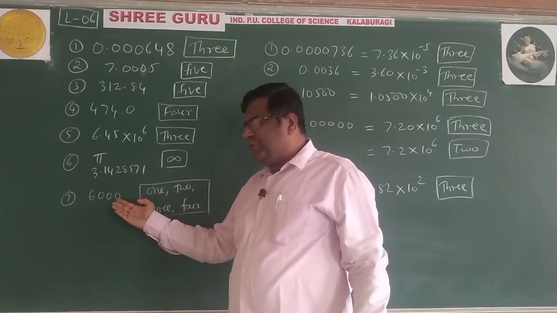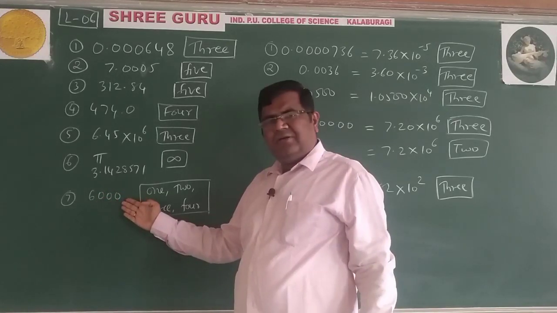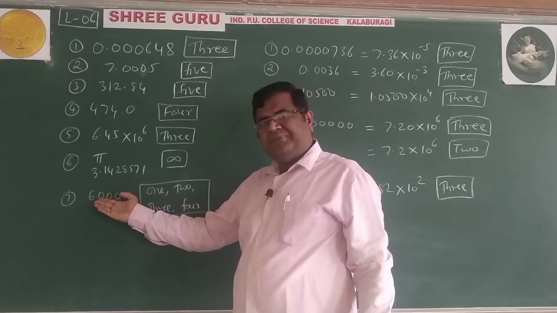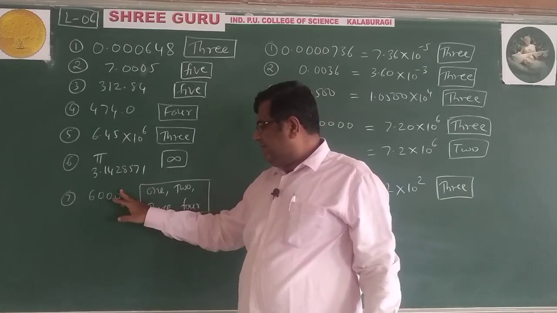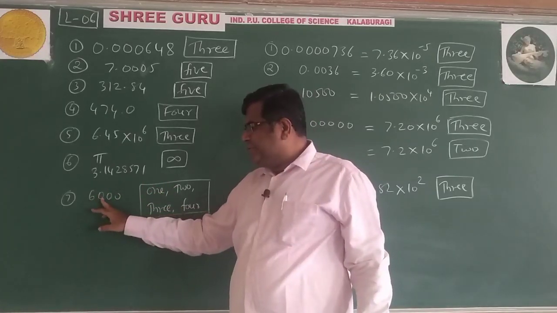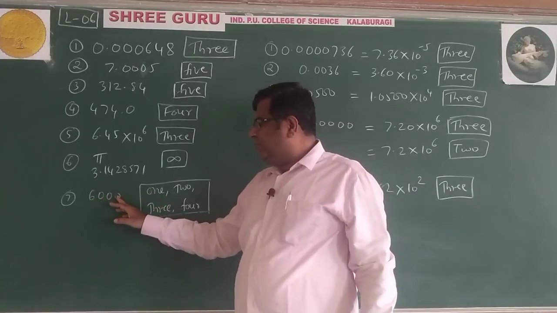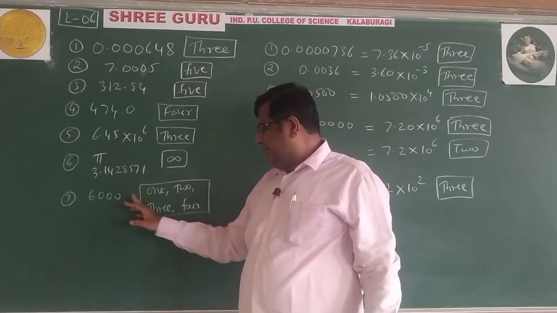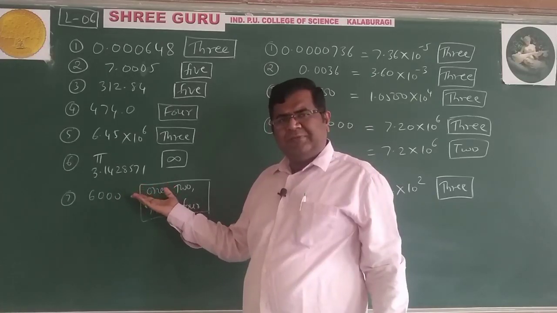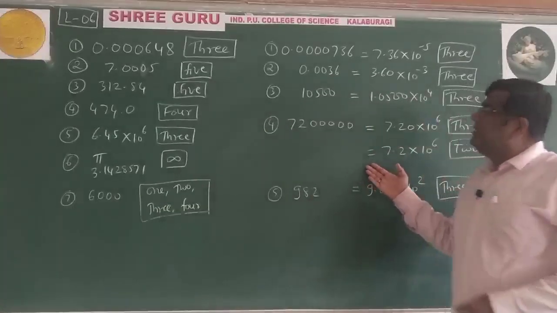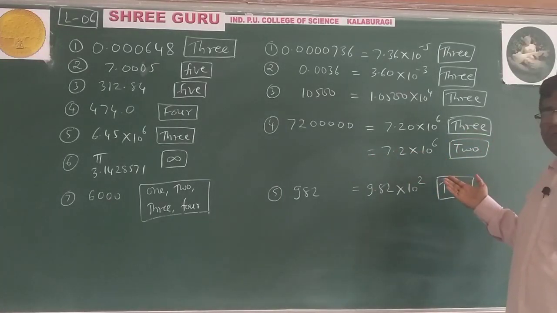In this 6000, the number ends with zeros, and they are to the right. There is no decimal point. So it can be 1, because it can be written as 6 into 10 raised to plus 3. It can be 2, because it can be written as 6.0 into 10 raised to plus 3. It can be 3 if 6.00 into 10 raised to plus 3. Or it can be 4 when 6.000 into 10 raised to plus 3 is written. We have to write this in scientific notation, and then count the significant figures.